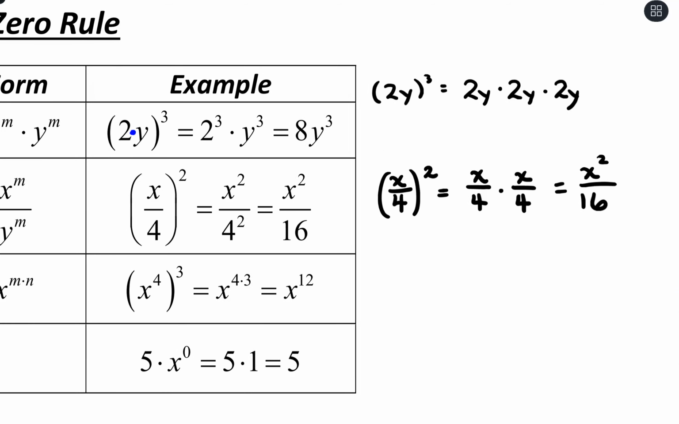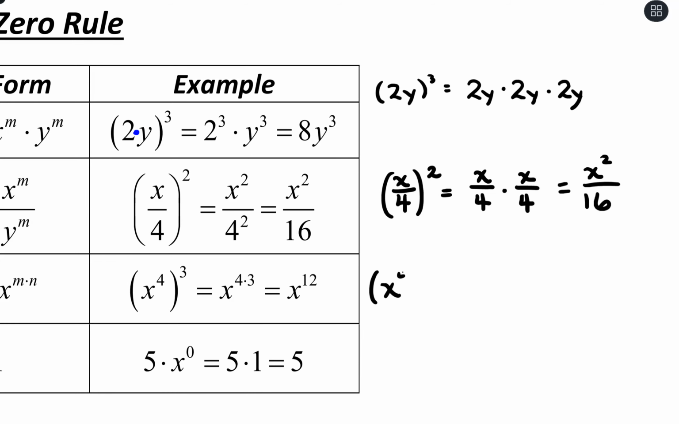And to show you why that works, if we have x to the 4th to the power of 3, that would be like having x to the 4th times x to the 4th times x to the 4th, which would be the same as x to the 4 plus 4 plus 4, which is our x to the 12th power.